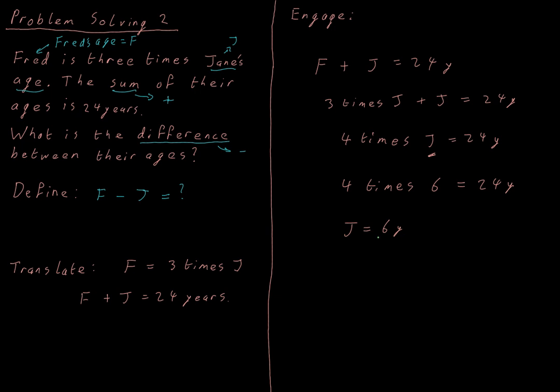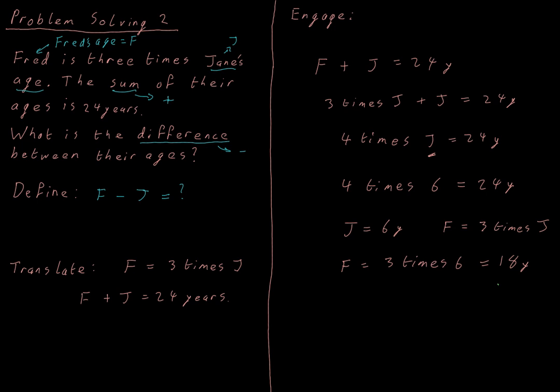Now, can I use that to help me figure out how old Fred is? Well, I know that Fred is 3 times older than Jane. So that means that Fred must be 3 times 6 years old. Well, what's 3 6s? 3 times 6 would be 18. So Fred is 18 years old.